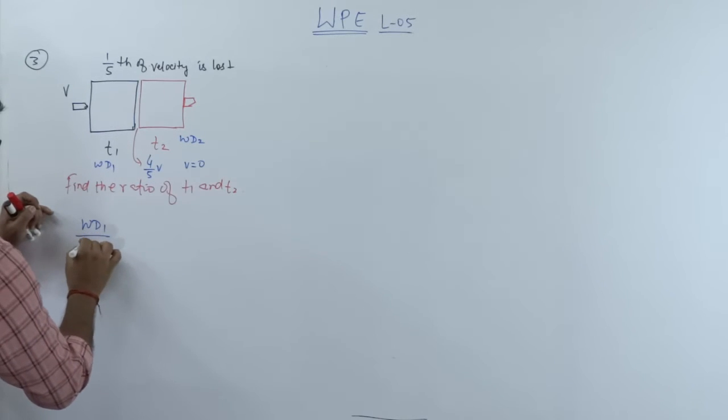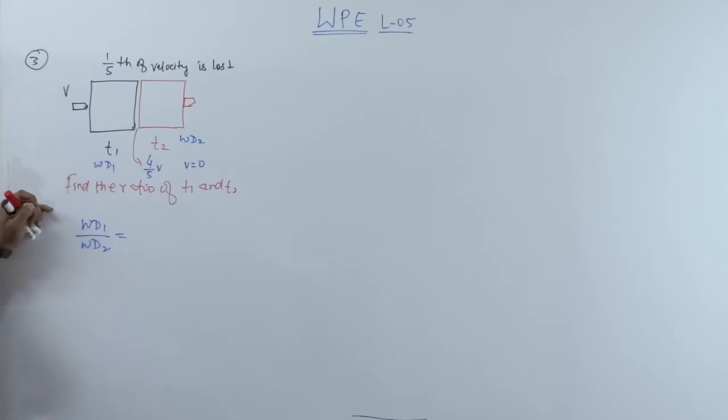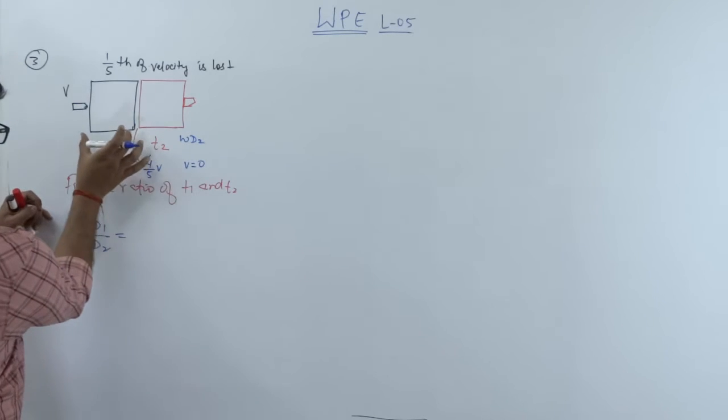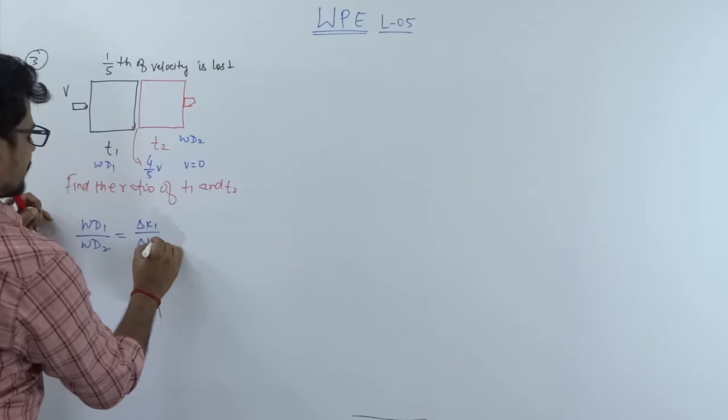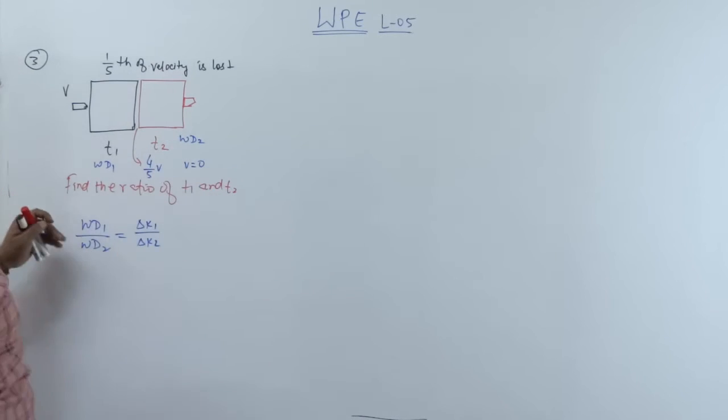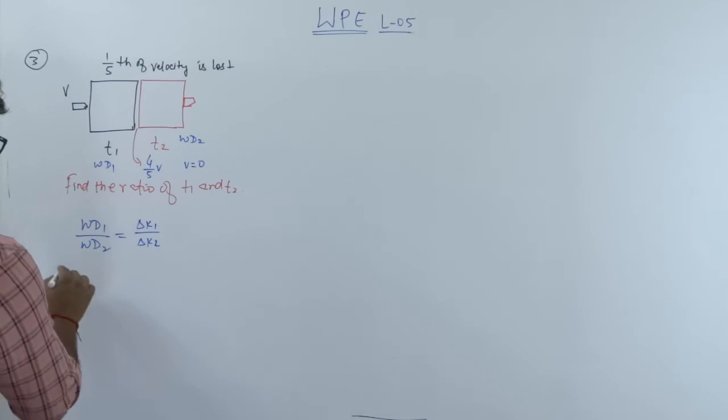So work done 1 upon work done 2 should be given as how much? The change in kinetic energy, delta kinetic energy 1 and delta kinetic energy 2 in this case. With this relation we are going to go forward and our work will become easy, right?